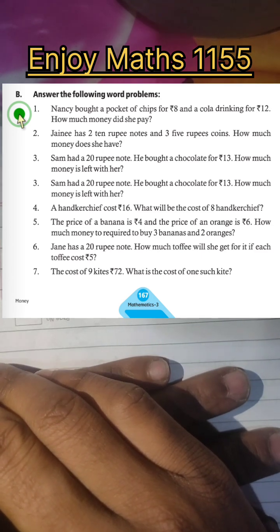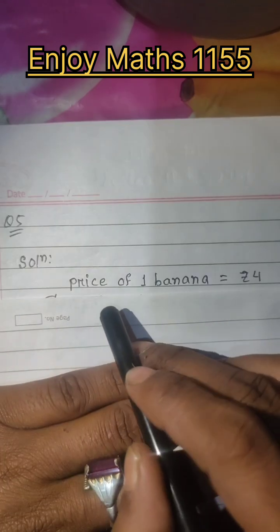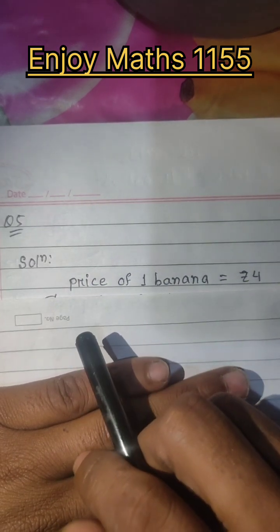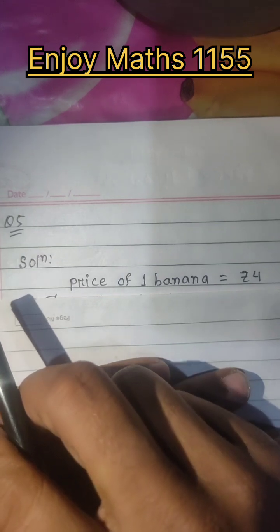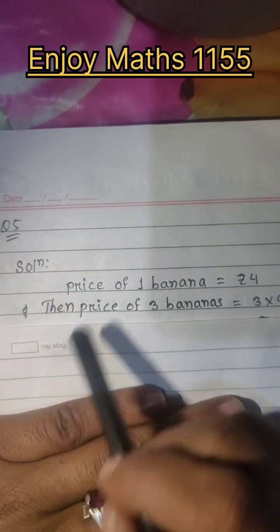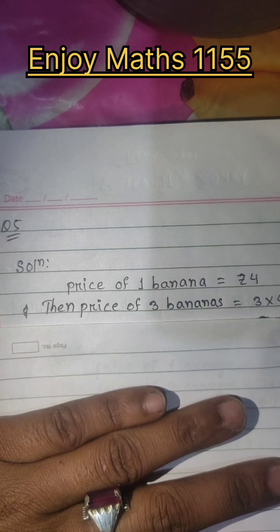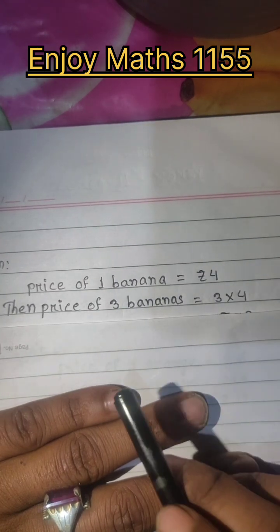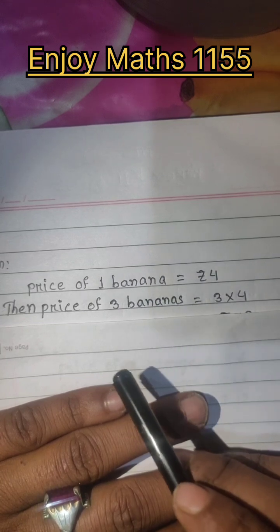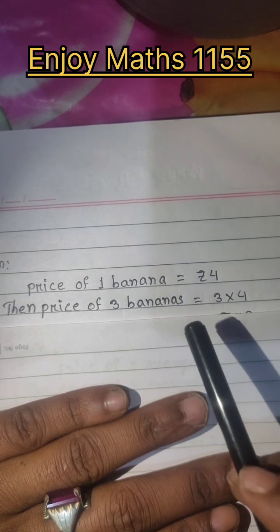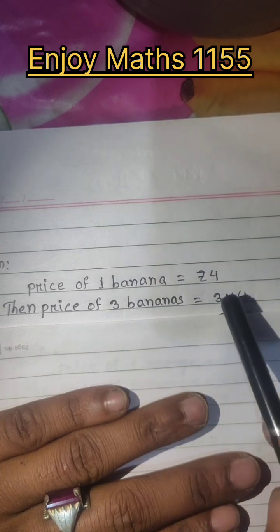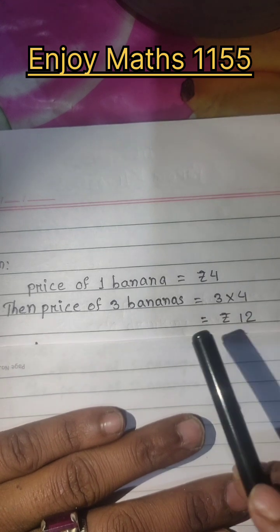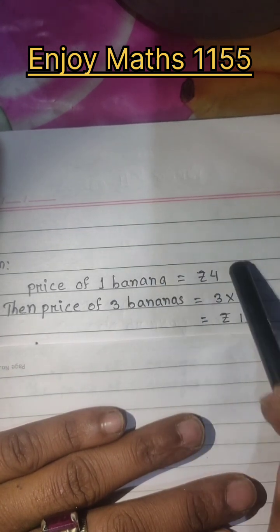Let's start the solution. Here the question has given the price of one banana. That means the price of one banana is 4 rupees. We have to find the cost of how many bananas? 3 bananas. That means we have to find the cost of 3 bananas. What do we have to do? We have to multiply. That means 3 into 4. How many will it be? 12 rupees. That means the cost of 3 bananas will be 12 rupees.